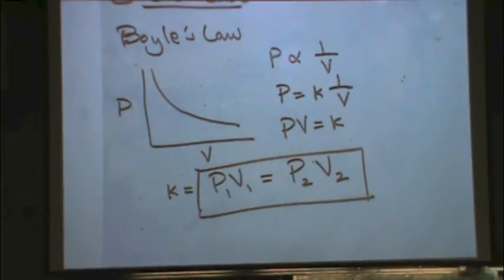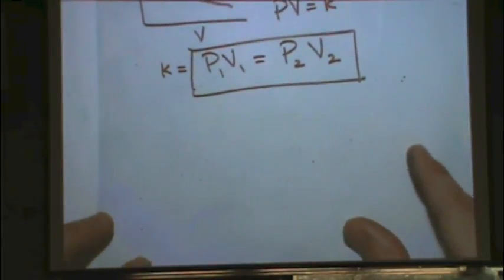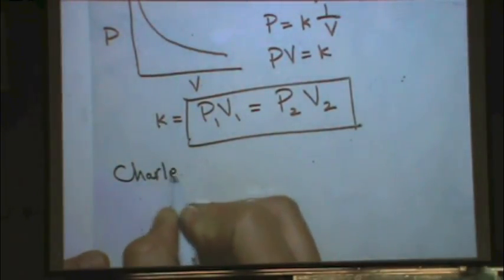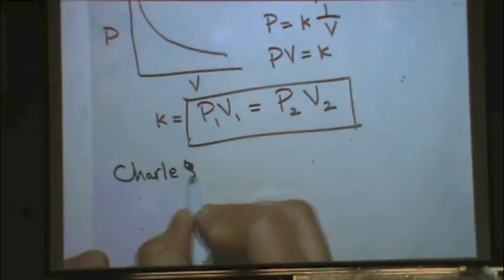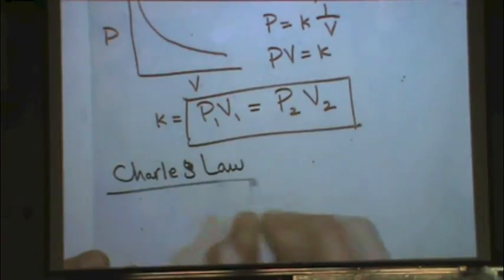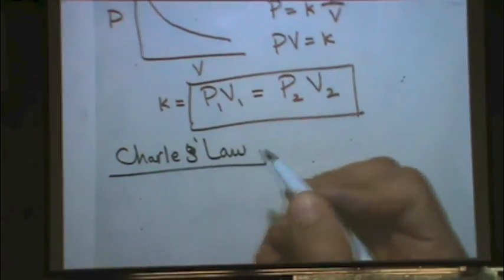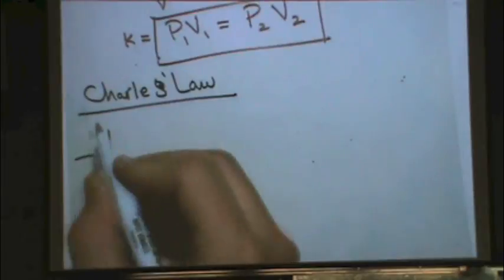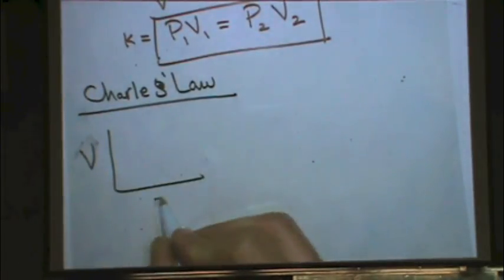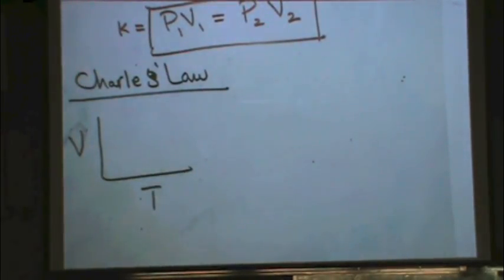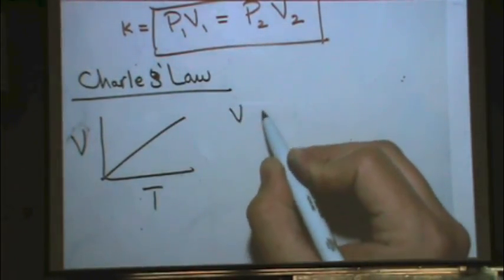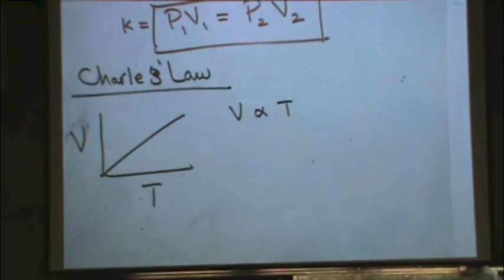Okay? So we're going to march through a couple different ones of these. There's Boyle's law. Let's go to the next one. Charles' law. Charles did experiments with volume and temperature and found out they're directly proportional, or we might say volume is proportional to T. Now we're keeping pressure constant in this case.